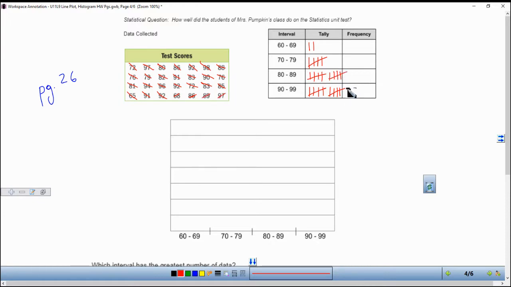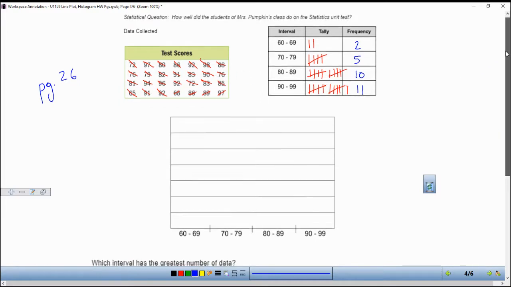All right, so your frequency should be the same as mine. I got 2 in the first interval. 70 to 79 had 5. 80 to 89 had 10. 90 to 99 had 11. Now let's just double check that. 2 plus 5 is 7. Plus 10 is 17. Plus 11 is 28. That's a total of 28. And that's how many total test scores we have here as well.